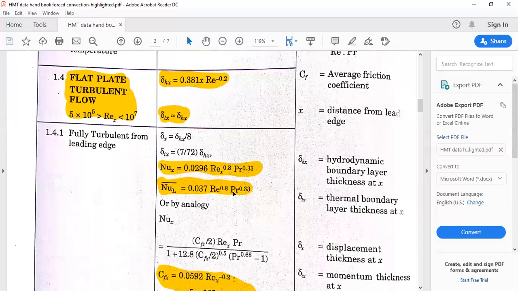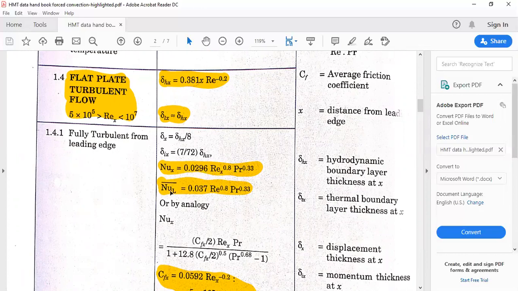Then if you have to find out the heat transfer coefficient, you have to find out the value of Nusselt number Nu at x for a turbulent flow. So you have to use this, fully turbulent from the leading edge. Normally this is the expression which will be used. So Nu of x will be equal to 0.0296 into Re power 0.8 into Pr power 0.33.